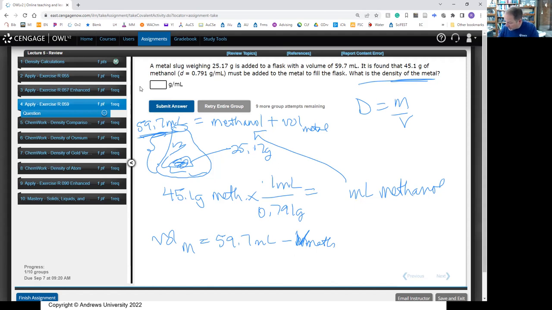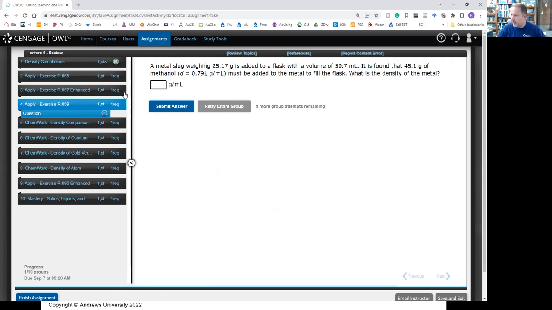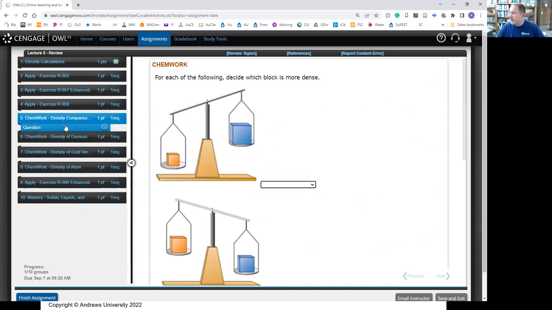Now, once we get the volume of the metal, that number can just go all the way up into here, and we can use that with the mass of the metal, 25.17 grams. So we're getting at the mass, we're getting at the volume with some different ways here. Oh, that's pretty fun. Let's keep going.